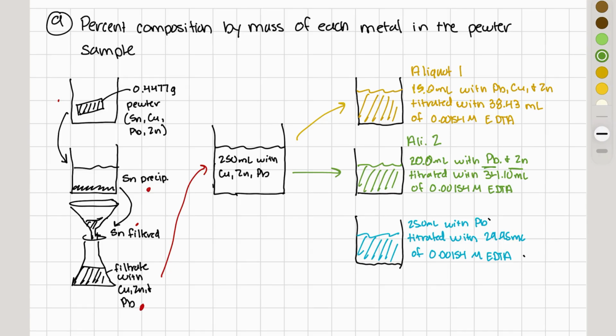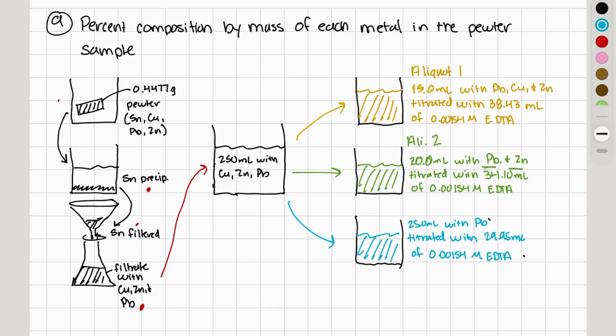But for the second one, we have this 20 milliliter aliquot, and here the problem tells us that thiosulfate was used to mask the copper. So because that copper is being masked, we only see lead and zinc in the sample. And so this gets titrated with 34.10 milliliters of this EDTA.